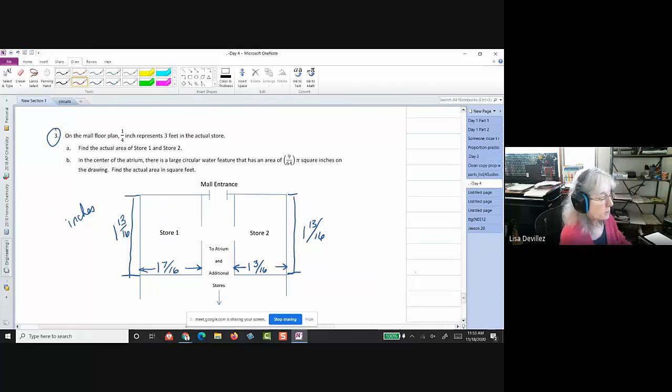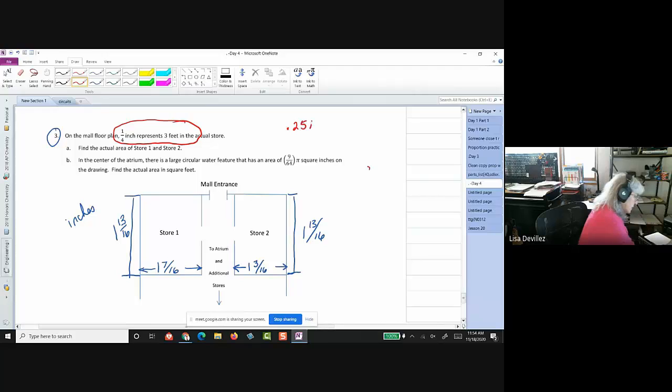Okay, and number 3 is just the same, except that you have a different scale factor. I'm going to let you work 3 on your own, because it's exactly like what we did in 2, and you can solve it either way. It wants the actual area of store 1 and store 2, and your scale factor is 0.25 inches on the drawing equals 3 feet in actuality. You can convert each of the lengths and widths and then multiply to get your area if you want.